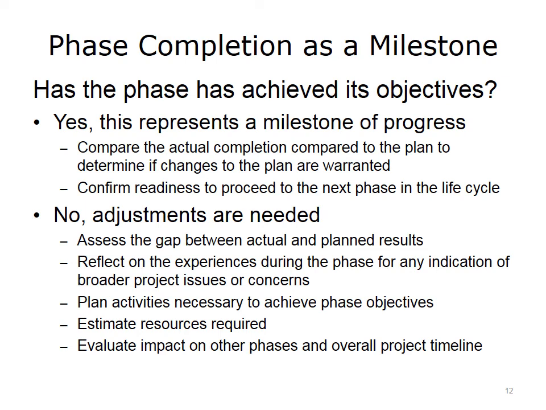The adjustments may involve planning other activities that are necessary to close this gap, so you will be able to achieve those phase objectives. If you are planning additional activities, you need to understand how the resources will be provided for these activities and how they will impact your resource estimates, the other phases, and the overall project timeline. Does the fact that the objectives were not achieved mean that your schedule is now at risk?